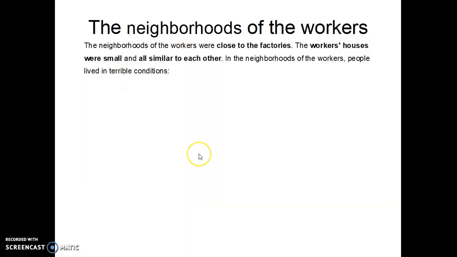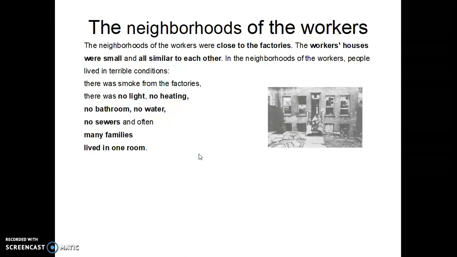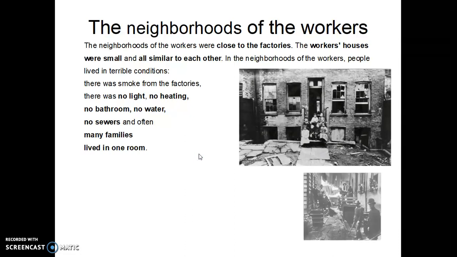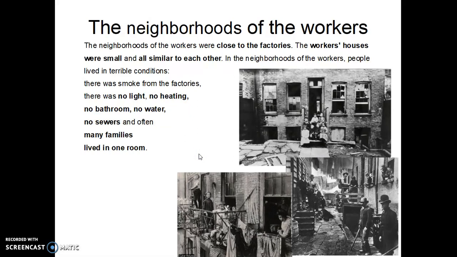The neighborhoods of the workers were close to the factories. The workers' houses were small and all similar to each other. In the neighborhoods of the workers, people lived in terrible conditions. There was smoke from the factories. There was no light, no heating, no bathroom, no water, no sewers, and often many families lived in one room.